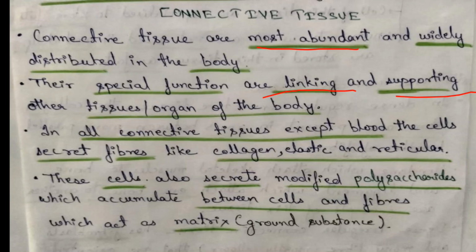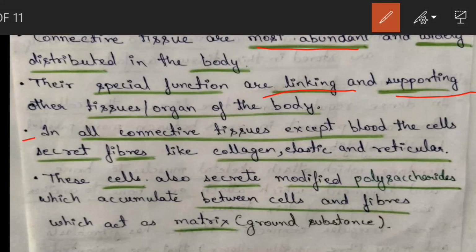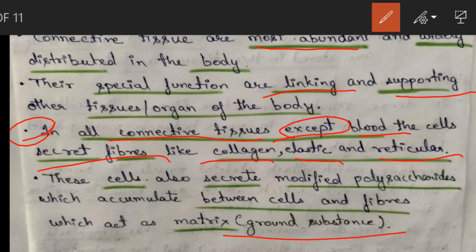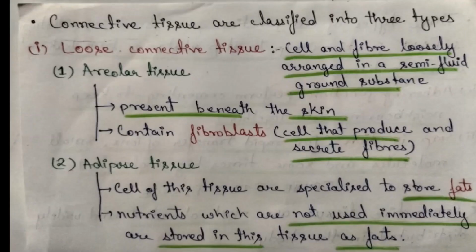In all connective tissue except blood, this is a very important point, you must remember this. In all connective tissue except blood, the cells secrete fibers like collagen, elastic and reticular. These cells also secrete modified polysaccharide which accumulates between cells and fibers, which acts as matrix, commonly known as ground substance.